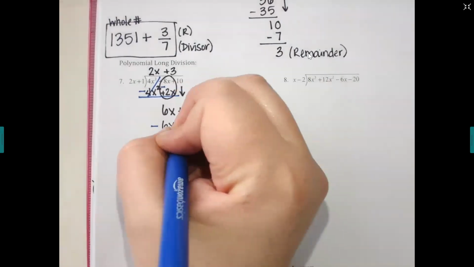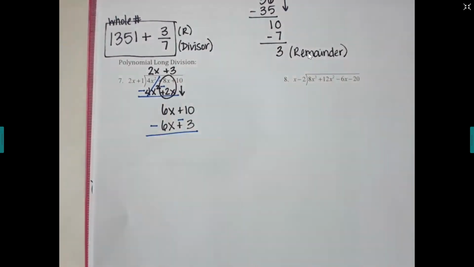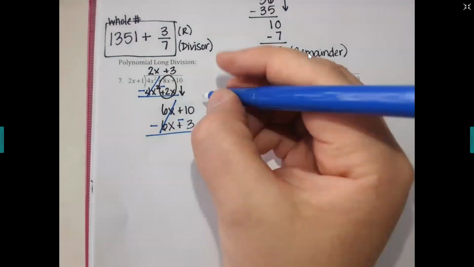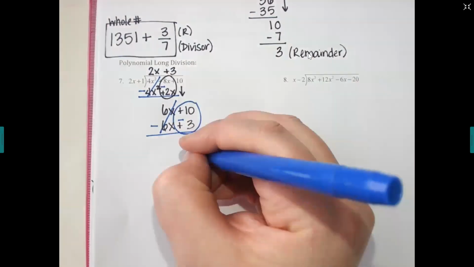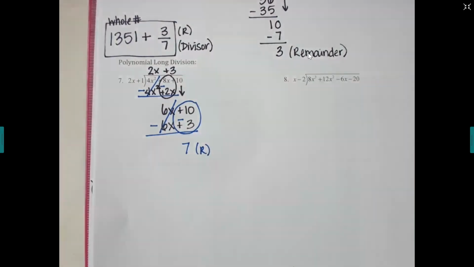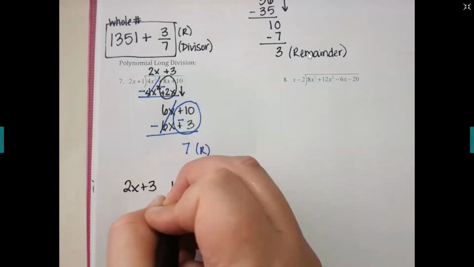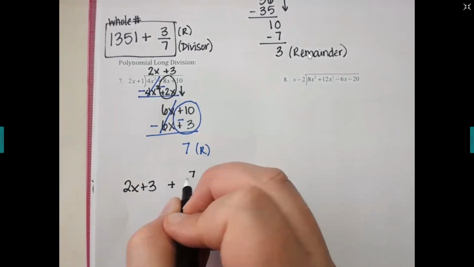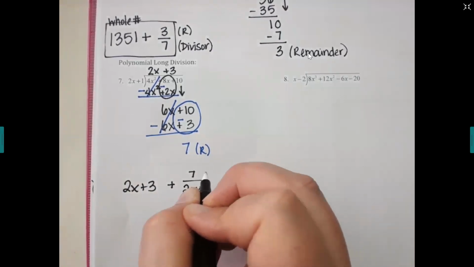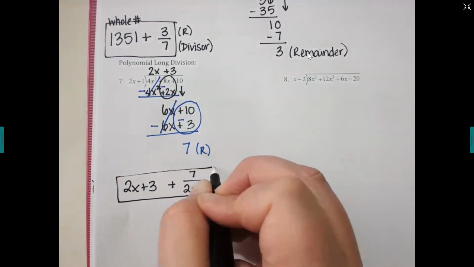So I'm gonna minus. What is 6 minus 6 in the front? Crosses out. Okay, that should always happen or you did it wrong. And then what's 10 minus 3? 7. That is called your remainder. Okay, then to write your final answer, I left you a blank at the bottom, but it's way at the bottom, so I'm just gonna write it here. Your answer would be 2x plus 3 plus a remainder of 7 over 2x plus 1. Write it down and then we'll label the parts.